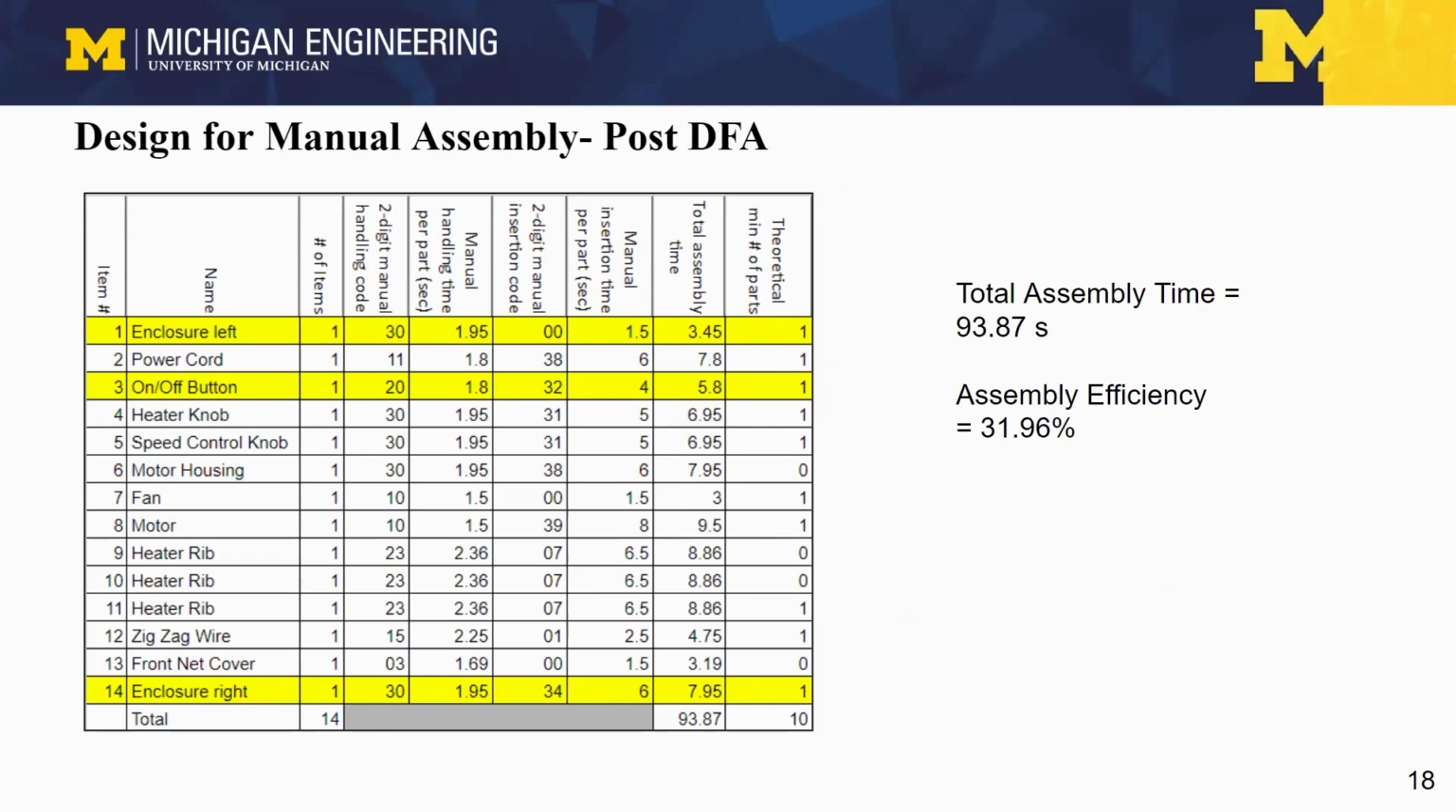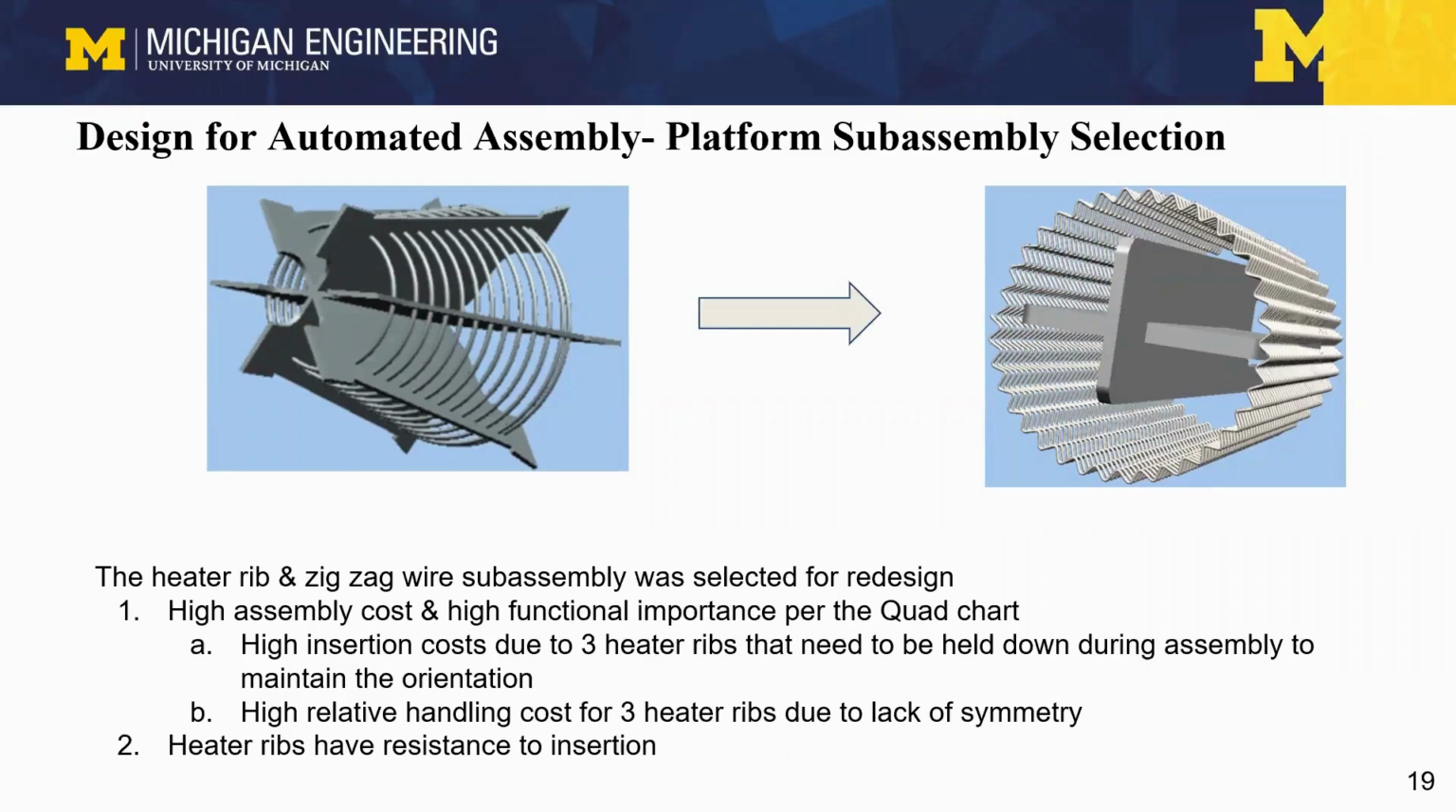Having a larger size, the cost of manufacturing an individual enclosure might go up, and it may cost extra to put features on the on-off switch. The heater ribs and zigzag wire platform subassembly was selected for redesign due to the high assembly costs and high functional importance per the quad chart. The high insertion costs are due to the 3 heater ribs that need to be held down during assembly to maintain the orientation, and the high relative handling cost due to the lack of symmetry for the 3 heater ribs. The heater ribs also have resistance to insertion.